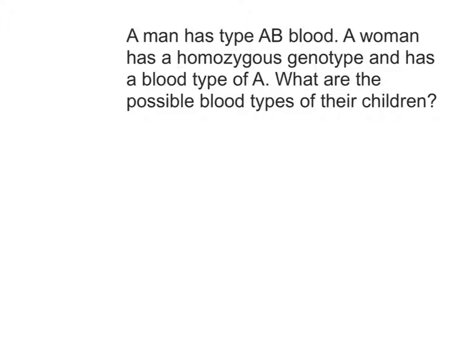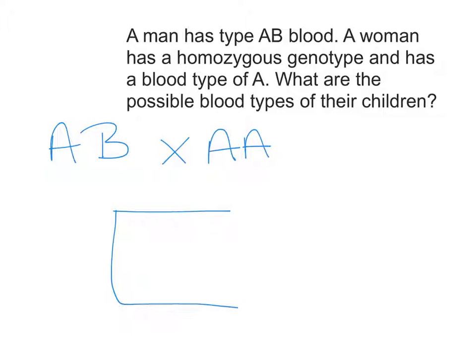In this problem, we have a man with blood type AB. So AB is the genotype, and he marries a woman who is homozygous for type A blood. Remember, homozygous means 2 of the same allele, and if she is type A, that means she has to have 2 A alleles. Once we have our cross, we can put this into a Punnett square.